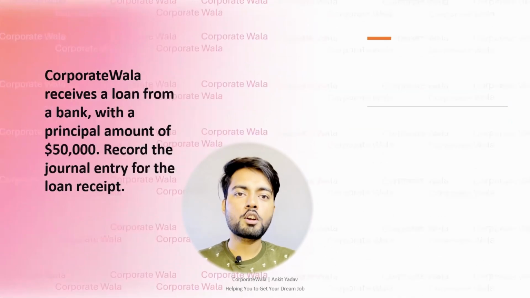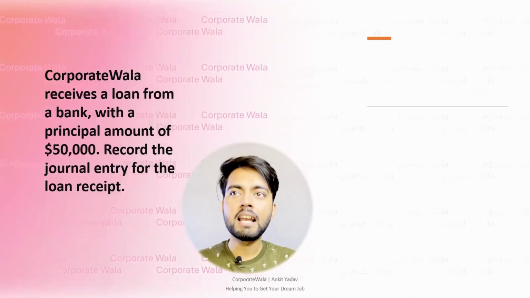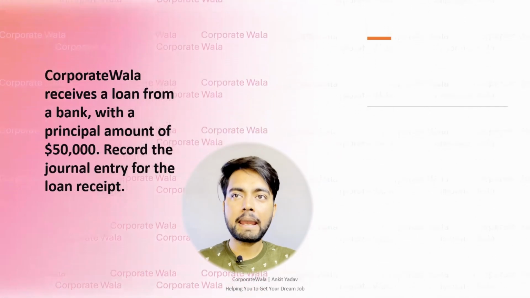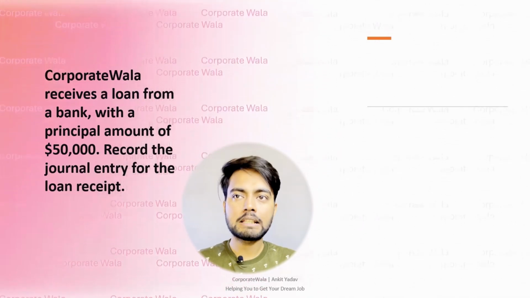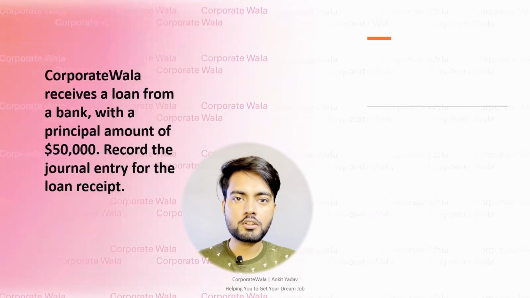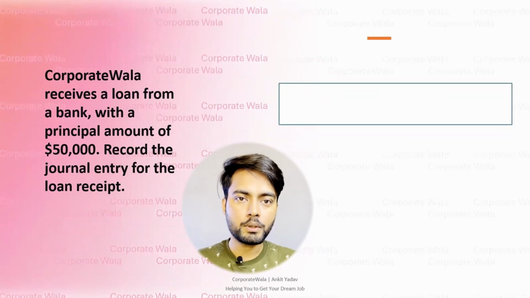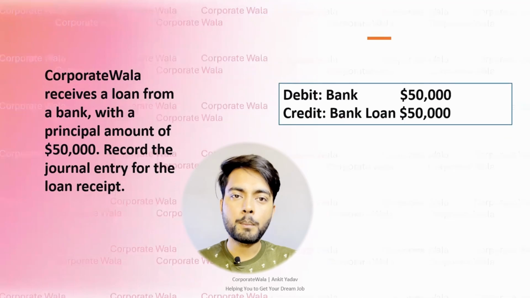Moving ahead, now let's talk about our next journal entry, which is: Corporate Wala receives a loan from a bank with a principal amount of $50,000 and we need to record this transaction in our books of account. Whenever you receive any loan from your bank, what will happen? You will receive the cash from the bank and against that cash, you need to record a liability of bank loan or loan account. So we will debit the bank account here and you will create a liability of bank loan or loans payable, whatever you have mentioned. All of these are correct.